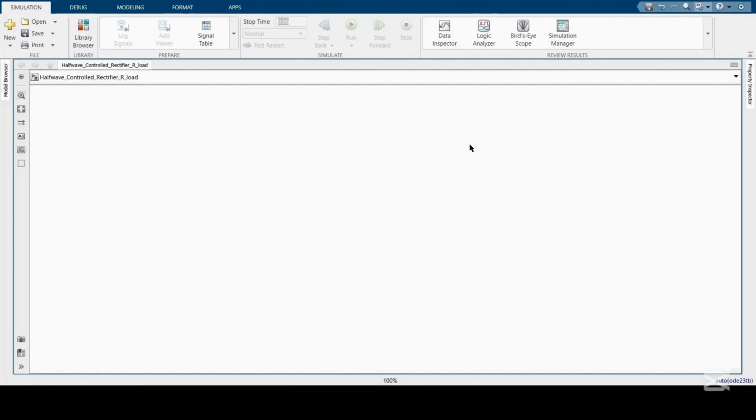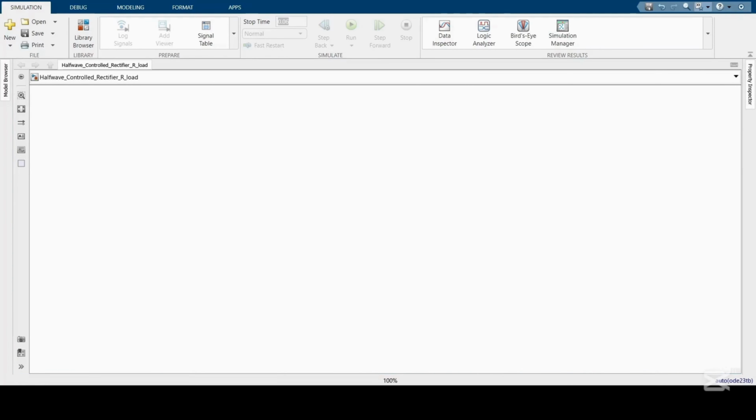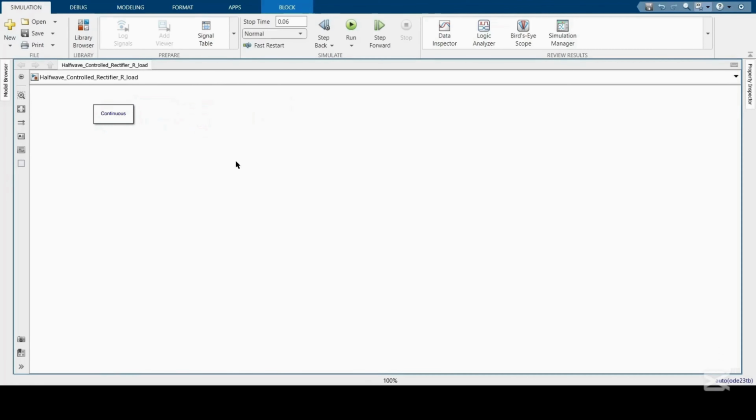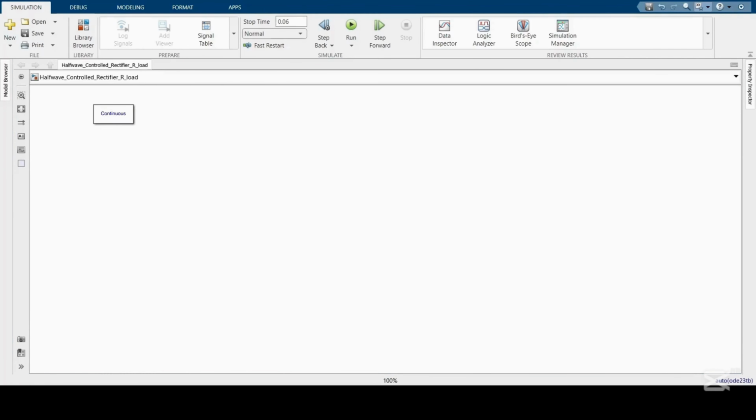This model is designed to convert an input signal into a controlled DC output using a thyristor. Unlike a regular diode rectifier, here we have control over when the rectification begins, which is useful for applications like dimmers and motor speed controllers. I will be explaining the components and their functions.